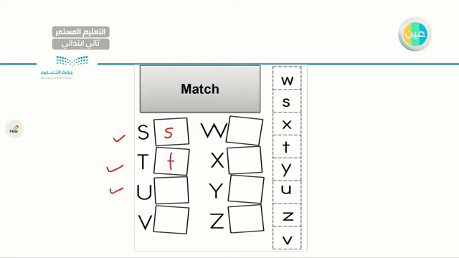Excellent. The next one I have is capital U. Where's the small u? Very good. That's the small u. The next one I have is V. Letter V. Where's the small v? That's the small v. Very good. The next one I have is our letter today, W. Where's the small w? Very good. The next one I have is X. I have capital X. This is the small x. Very good. The next letter I have is Y. Where's the small y? Very good. That's the small y. And the last letter I have is Z. Letter Z. Let's go to the next one.